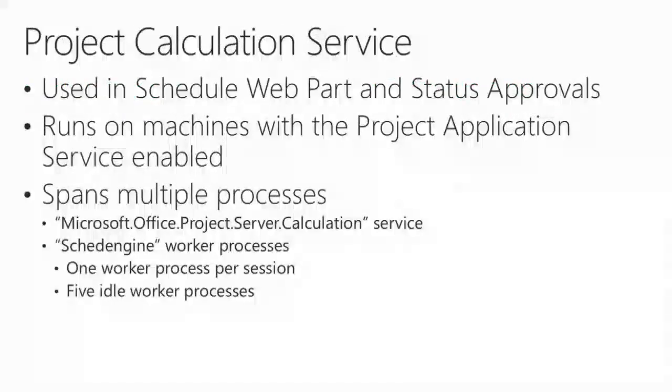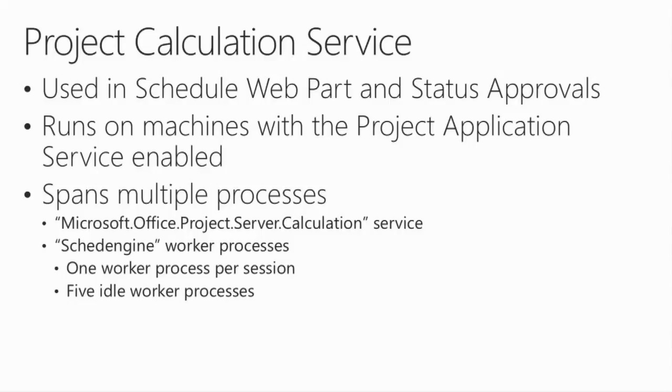Another major thing is the addition of the project calculation service, which may have been mentioned in other sessions to varying degrees. Basically, instead of using an entirely different, entirely managed code-based scheduling engine for calculating projects that people are interacting with through the schedule web part or through status approvals, we now actually have essentially a headless version of WinProj, Project Professional, that is handling these scheduling calculations.